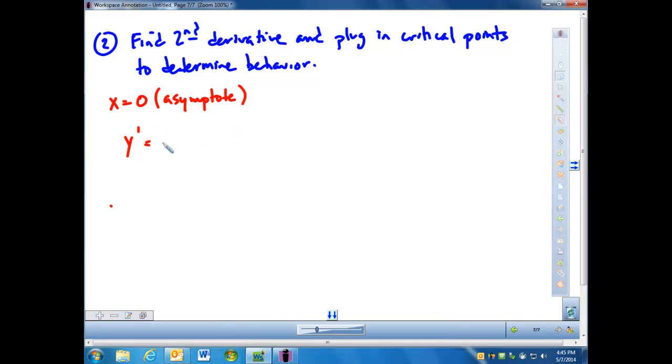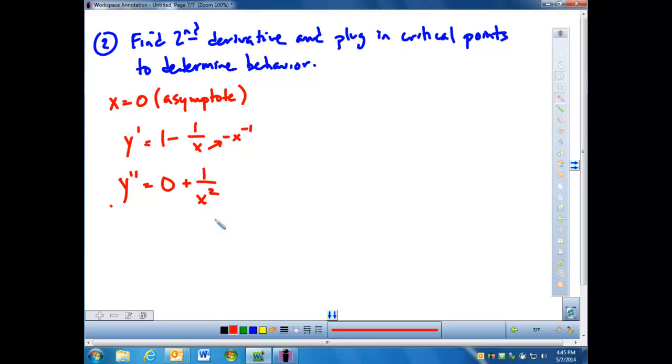Now I'm going to take the derivative of that. So derivative of 1 is 0. This is really negative x to the negative 1, so the derivative of that is then going to be a positive 1 over x squared, or x to the negative 2.